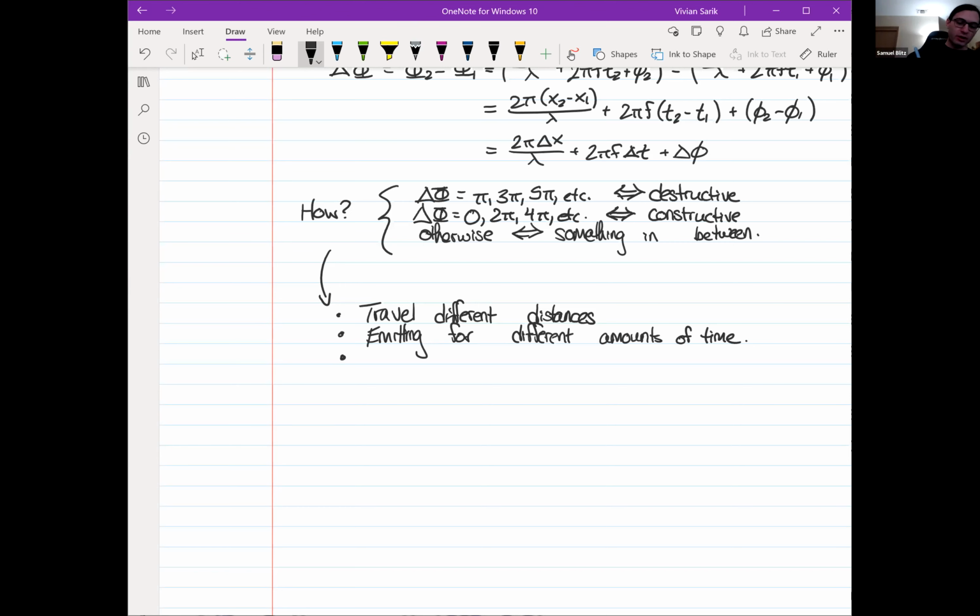They could have also started out of phase, meaning that delta little phi could be nonzero. One may have started out at a peak, one may have started off at a trough, or it could just be any combination of the above.